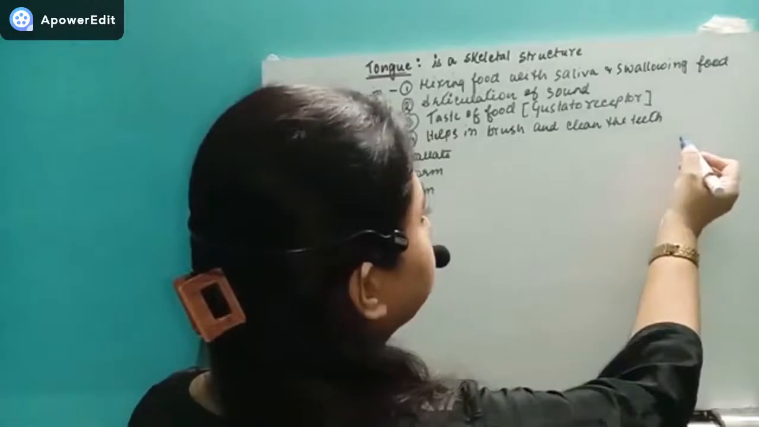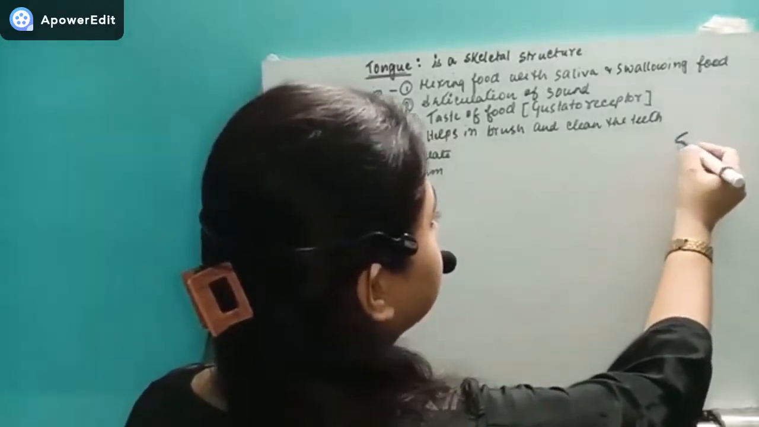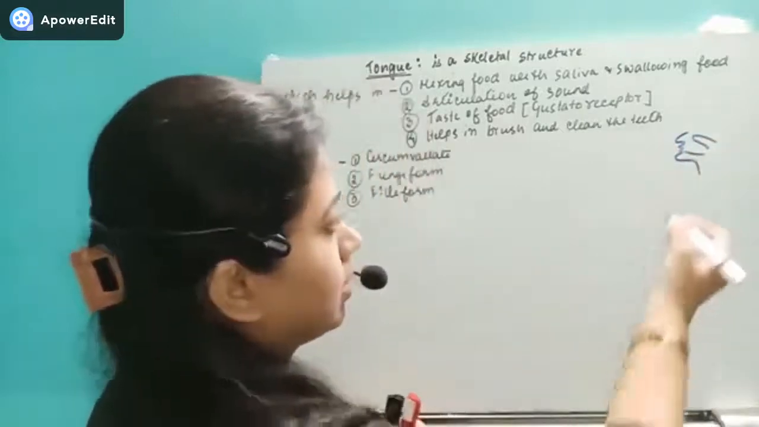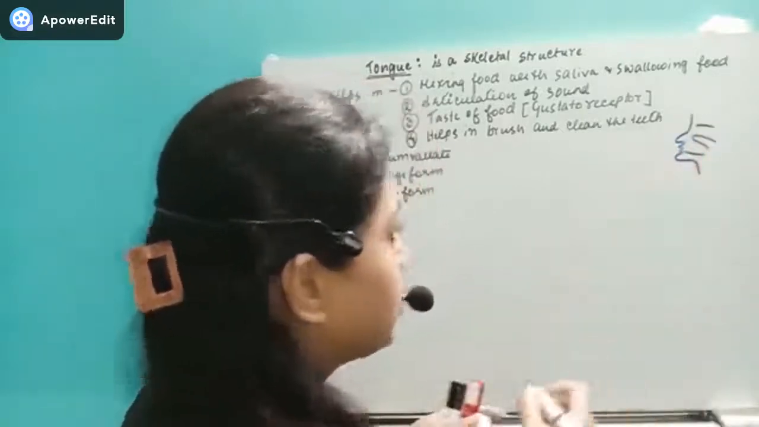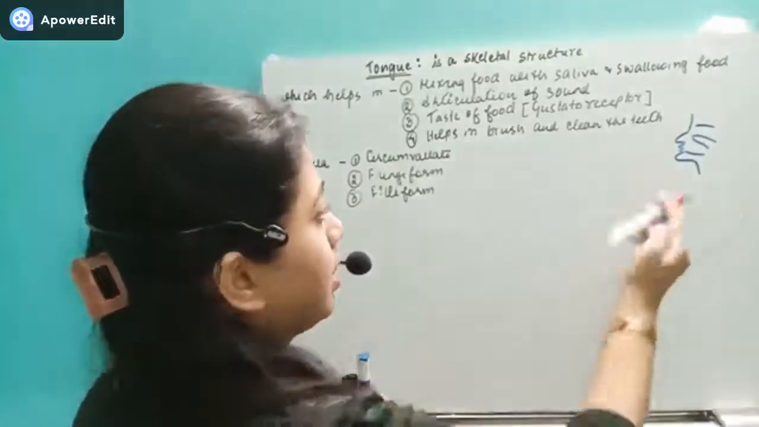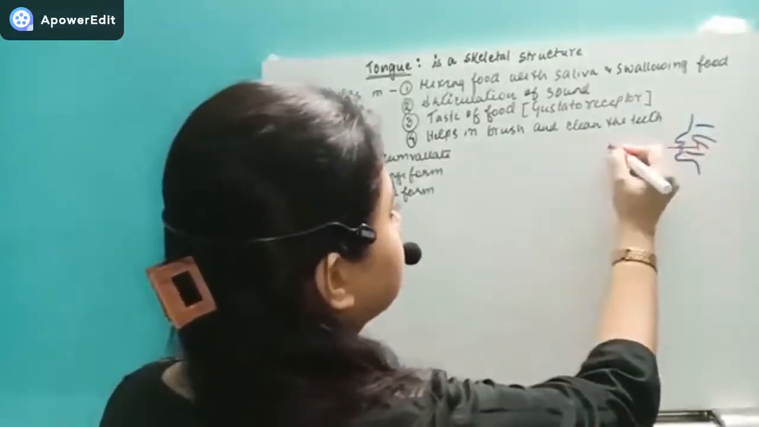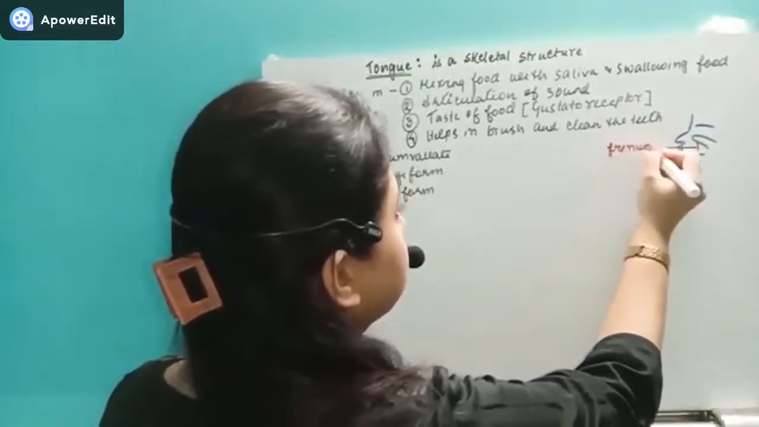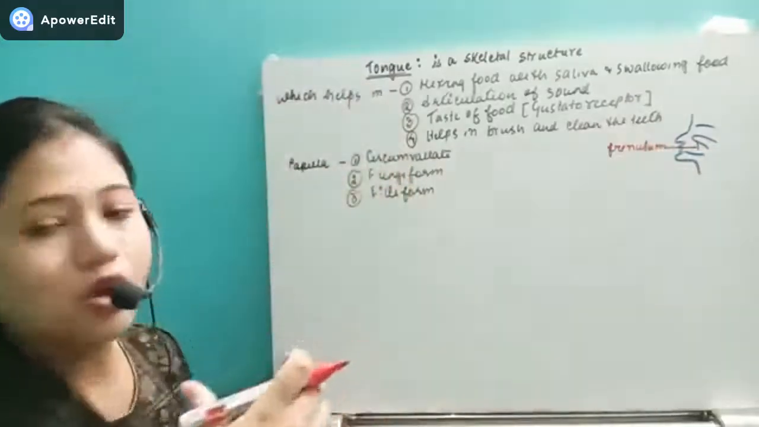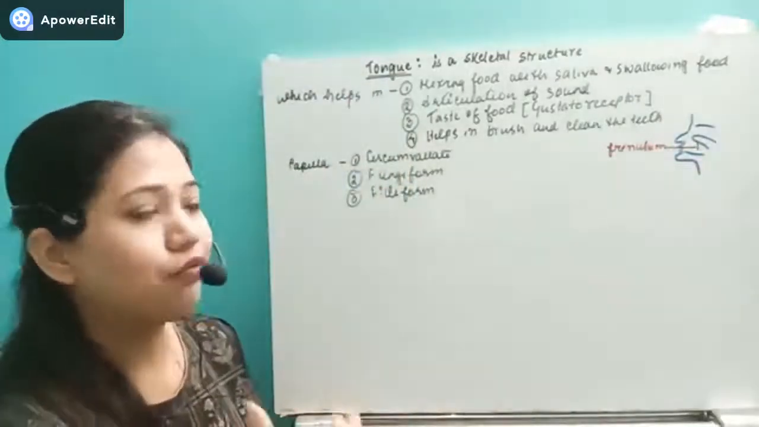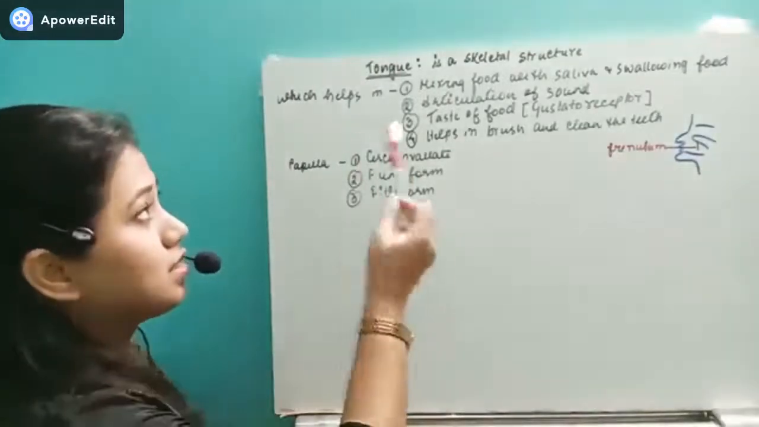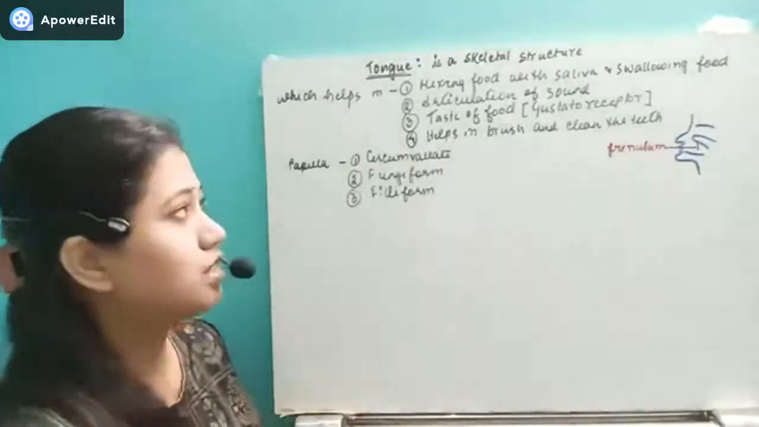Suppose this is the buccal cavity, okay, this is the tongue. In this buccal cavity we have one attachment, and that attachment is called the frenulum. So this frenulum is going to hold or attach the tongue with the floor of the buccal cavity. So this is a skeletal structure.